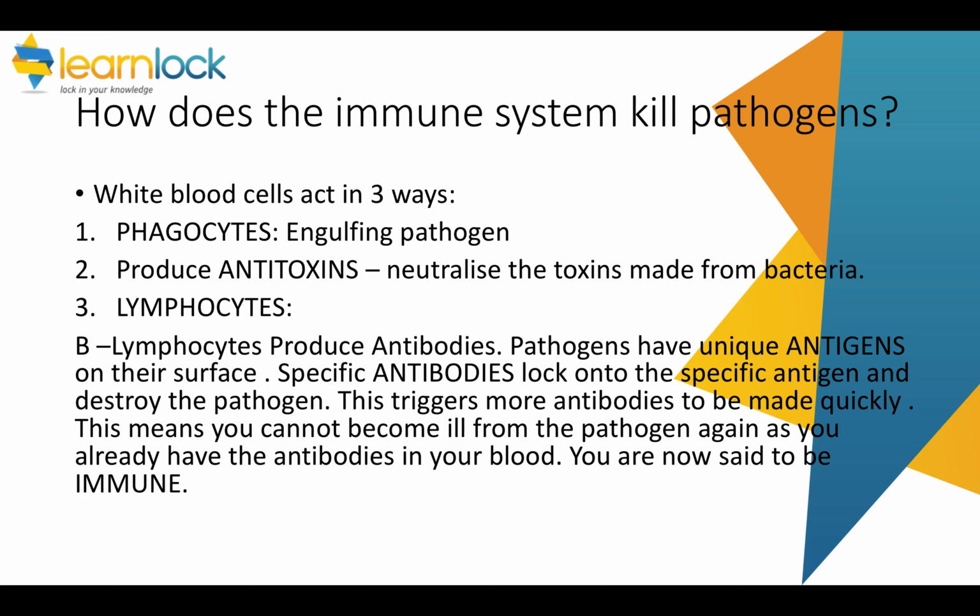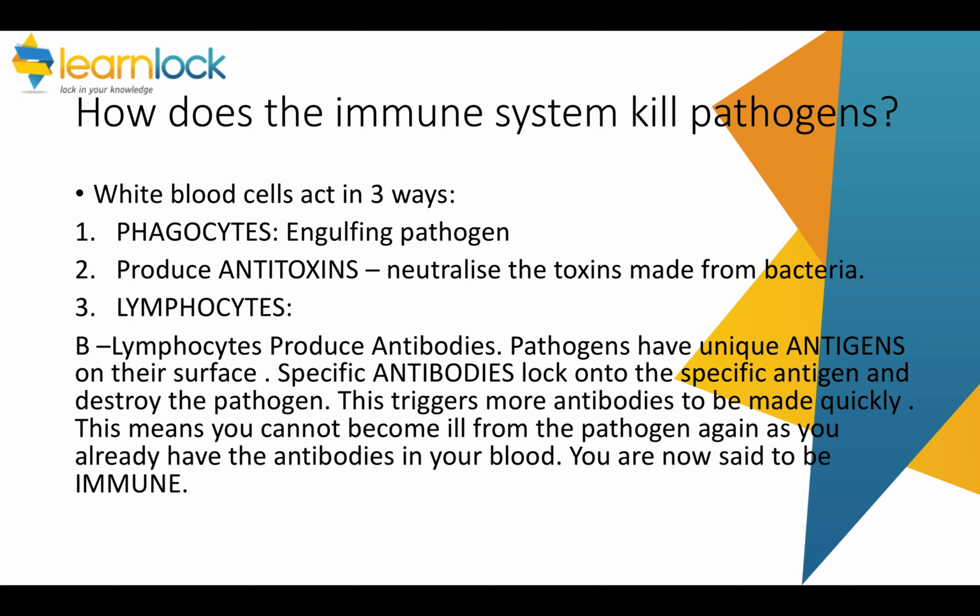Another thing that white blood cells can do is they can produce antitoxins, and those are against, or anti, the toxins made from the bacteria. And the third way is the production of antibodies, and this is done by white blood cells called lymphocytes, in particular B lymphocytes. So pathogens have unique antigens on their surface, and if they get into your body or into your blood, then B lymphocytes make specific antibodies that lock onto the specific antigen and then destroy it.